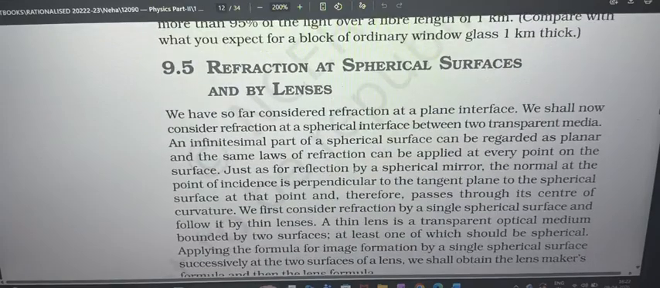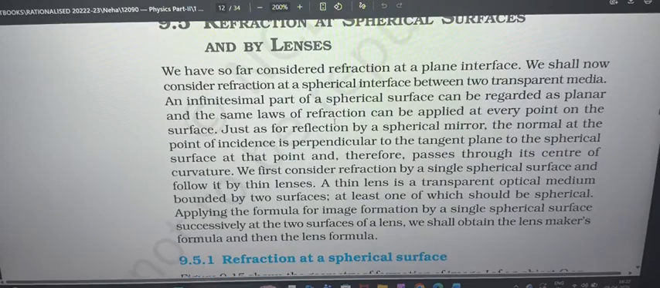Now, refraction at spherical surfaces and by lenses. Till now we have seen refraction through that glass slab, which is like a plane interface. Now we will be seeing spherical surfaces and lenses. So if we look over here, there will be two transparent media where there is the spherical interface.